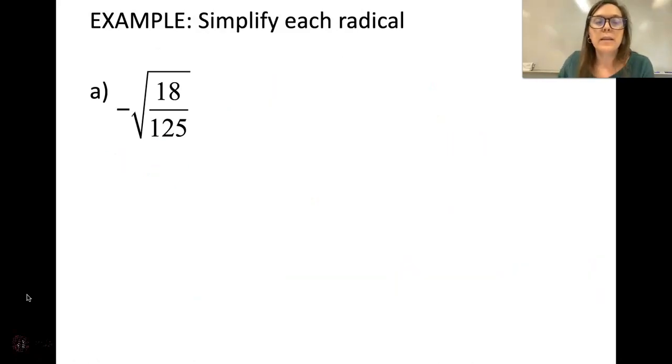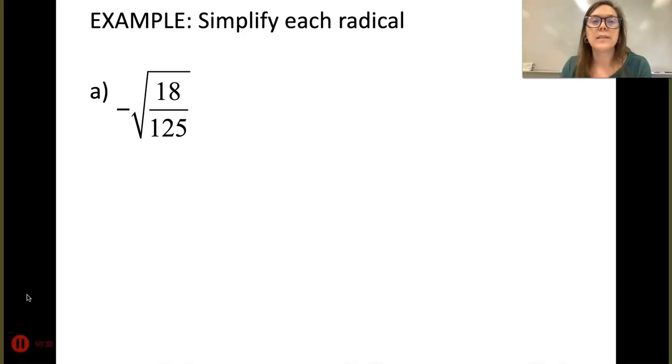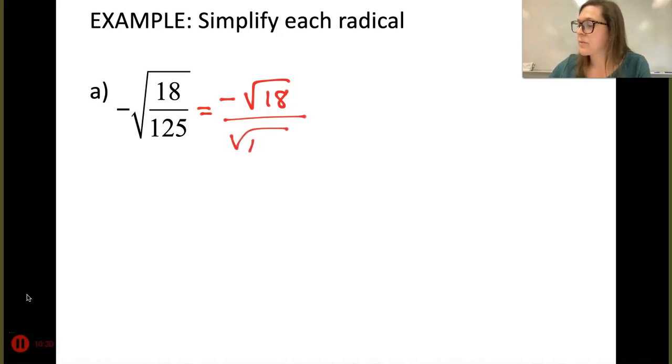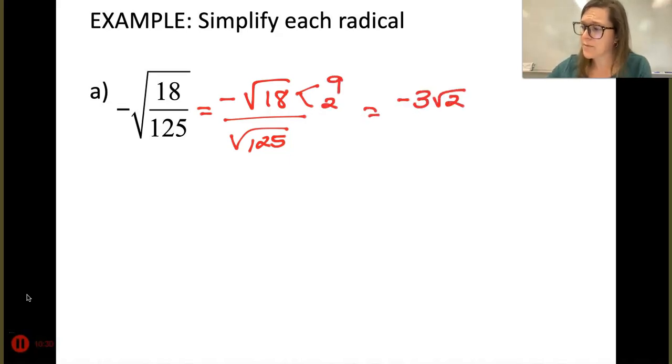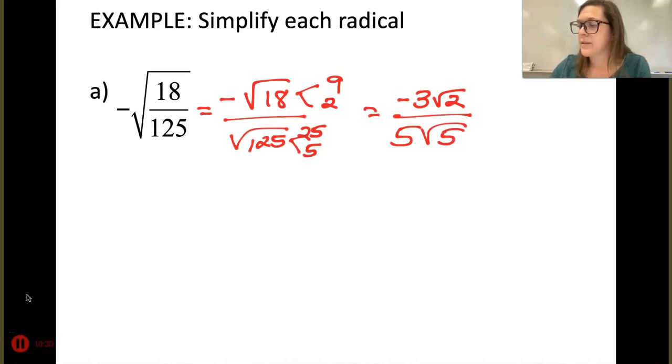All right, so let's try this one. We have negative square root of 18 over 125. So I can separate this to the square root of 18. I'll put the negative in the numerator just for fun. Over the square root of 125. Factors of 18, so 9 and 2. So it's going to go to negative 3 square roots of 2. Don't forget that negative. 125 is 25 times 5. So that would go to 5 square roots of 5. Does anything cancel out? No, it does not.